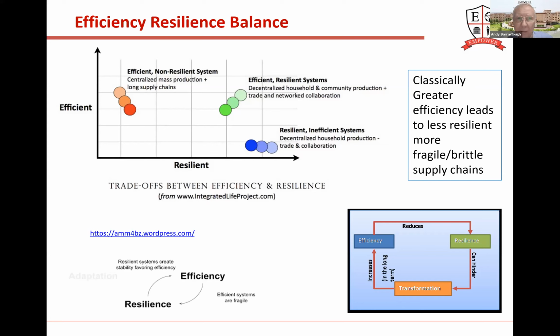We've got to get back to a balance between efficiency and resilience. Not all efficiency, not all resilience. We need to be more resilient, but don't go overboard to total resilience and then have inefficient systems. We've got to try and balance the two.